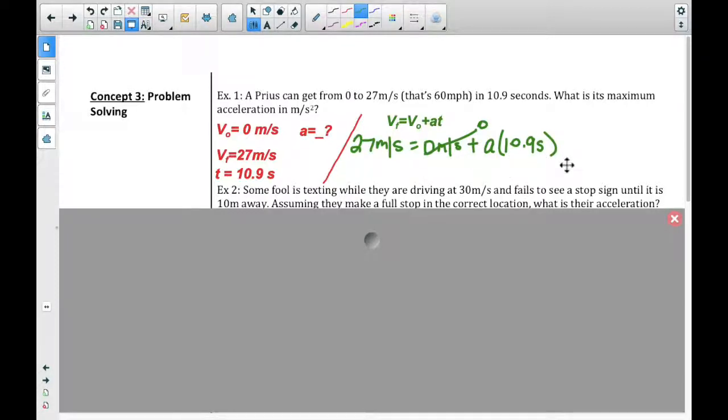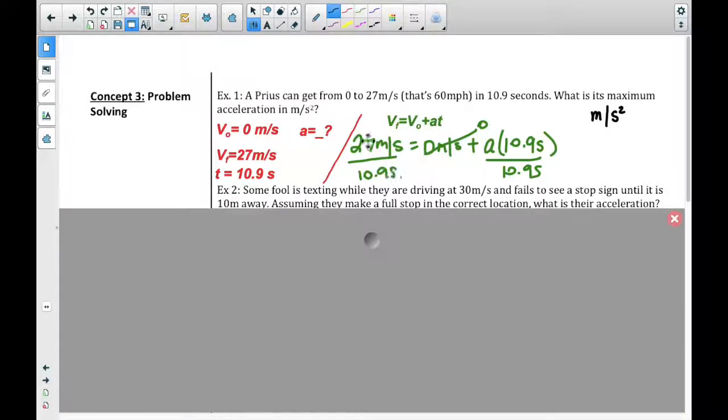To solve this now, we need to divide by 10.9 seconds. When we do that, let me tell you a couple things. Back to the units for a second. We want to make sure we're keeping track of our units. Seconds here divided by seconds here. It's meters per second divided by seconds. That means this unit on the left-hand side is going to be meters per second squared.